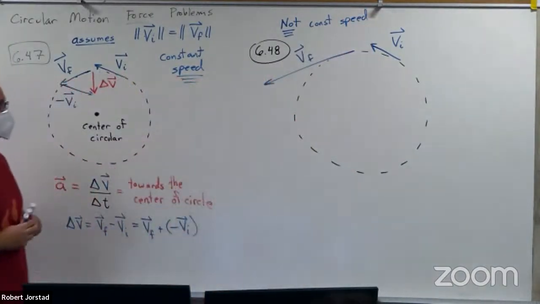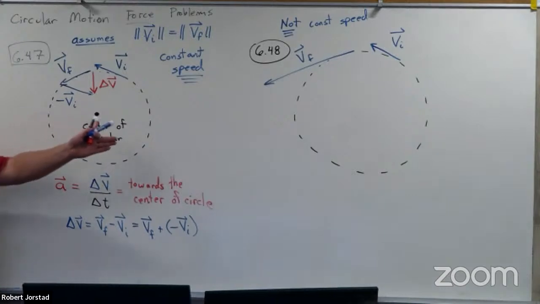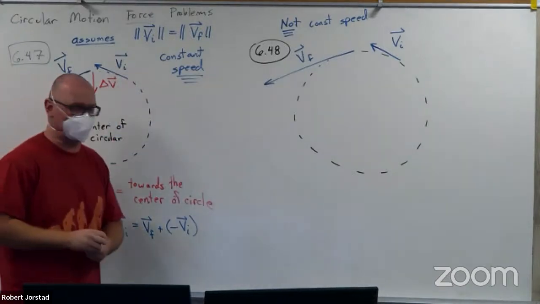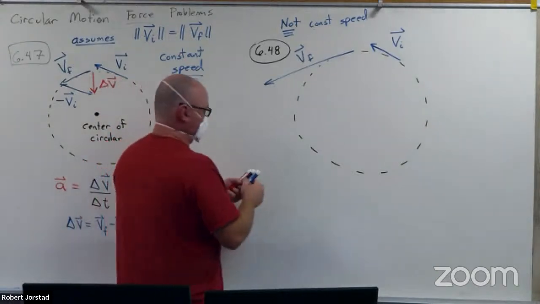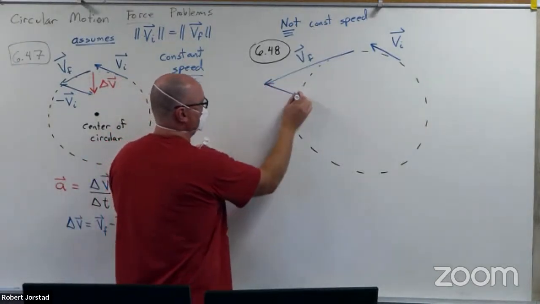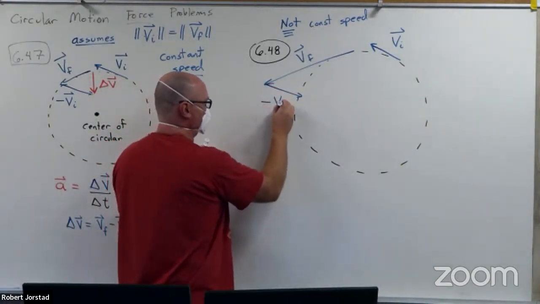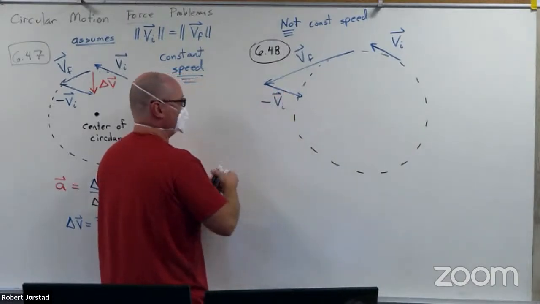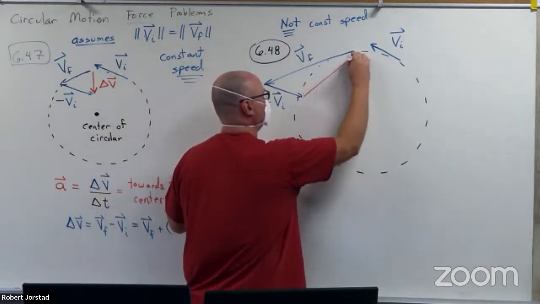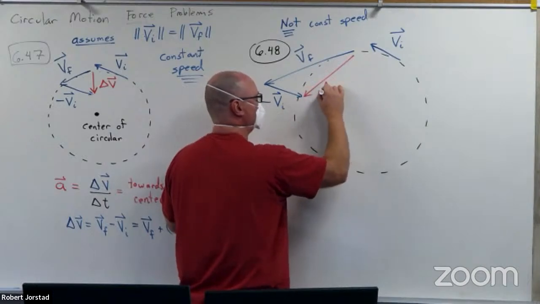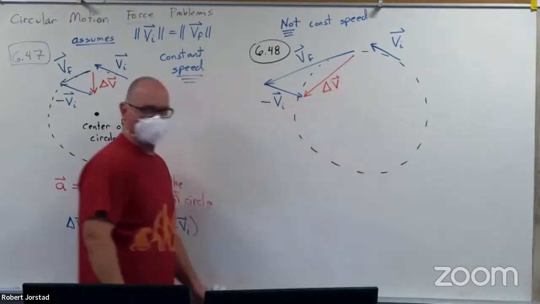In fact, I would say you're speeding up. Do you agree? For some reason, maybe there's a rocket thruster on this, whatever. Right? Well, that's negative V initial. Delta V points that way.